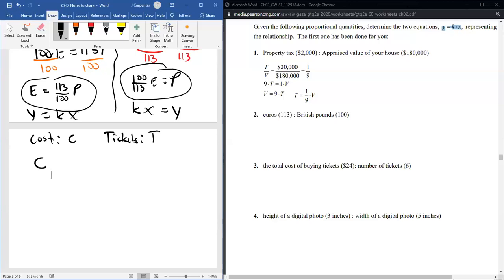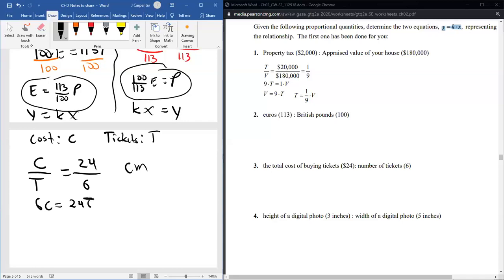So I'm going to go C over T. I could do T over C, doesn't matter. Just be consistent. So make sure you put the cost of 24 in the top, the number of tickets, which is 6, in the bottom. Then we cross multiply and we get 6C is equal to 24T.